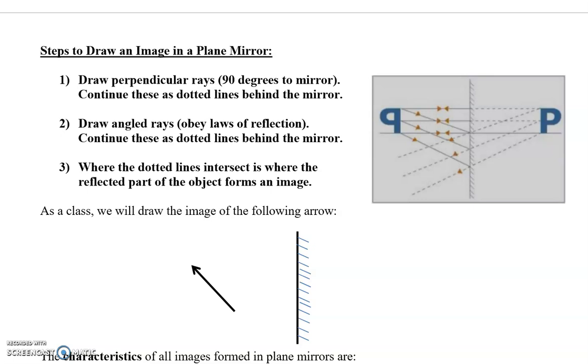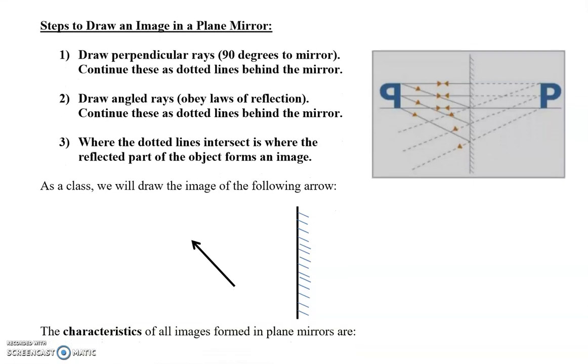The first thing we do when we're drawing images in a plane mirror, and that you may notice just from looking in a mirror, is that every time you have a shirt on that has writing on it and you look in the mirror, the words are flipped around. And so what's happened is they've been horizontally flipped. And so you can see that with this letter P.